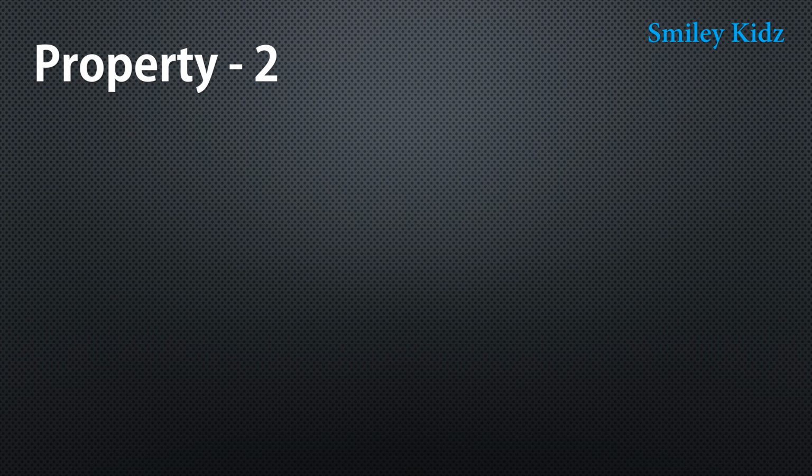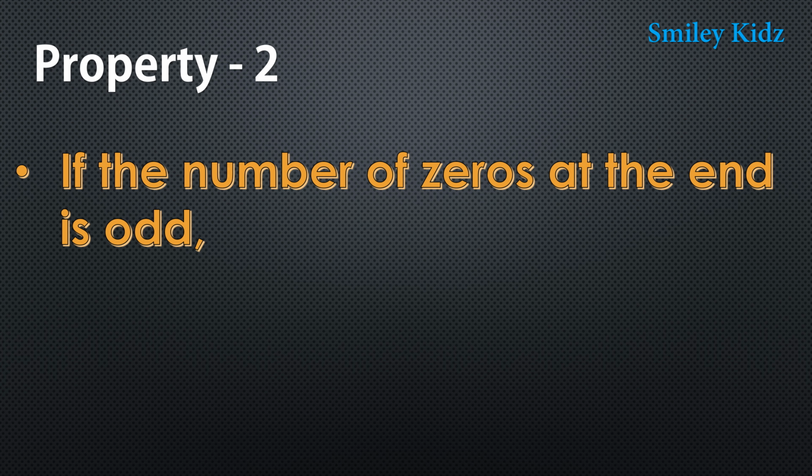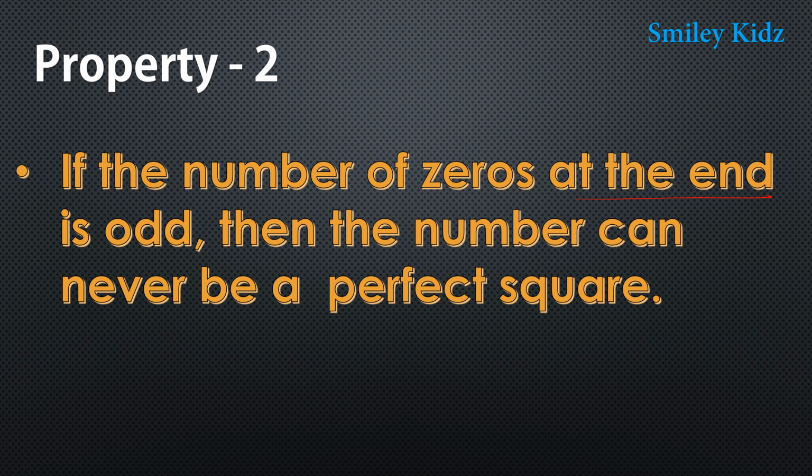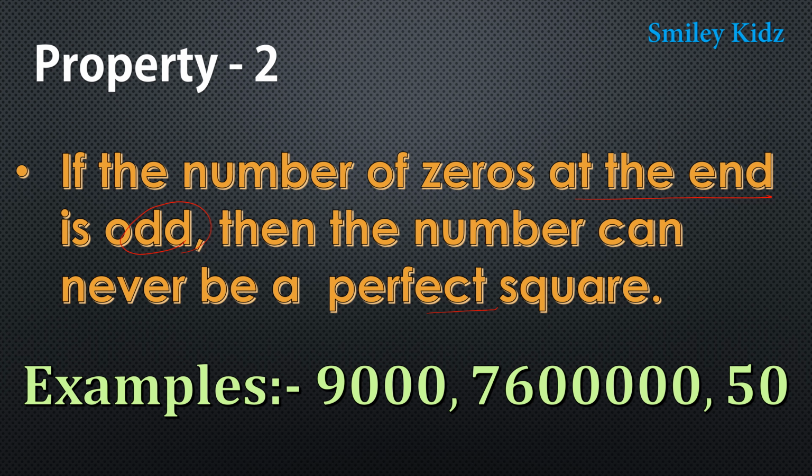Now let's move to property number 2. If the number of zeros at the end is odd, then the number can never be a perfect square. Now let's see a few examples. 9,000, 76 lakh, 50 are not perfect squares.